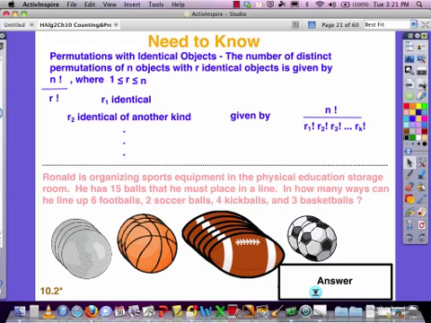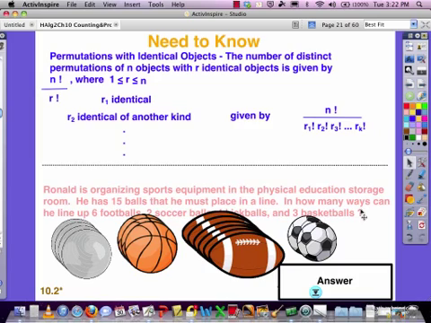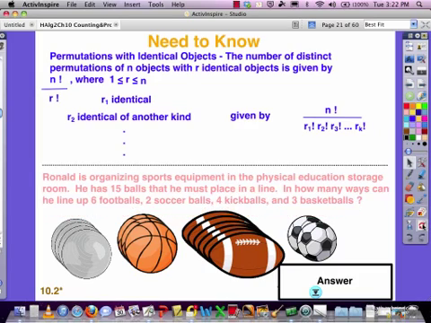Okay, so how many of those identical objects? So here's an example. Ronald is organizing sports equipment in the physical education storage room. He has 15 balls that he must place in a line. In how many ways can he line up 6 footballs, 2 soccer balls, 4 kickballs, and 3 basketballs? And so you can see we have that combination listed down here in our work. So start thinking again, n factorial over r factorial. N is how many total? So that would be the 15.